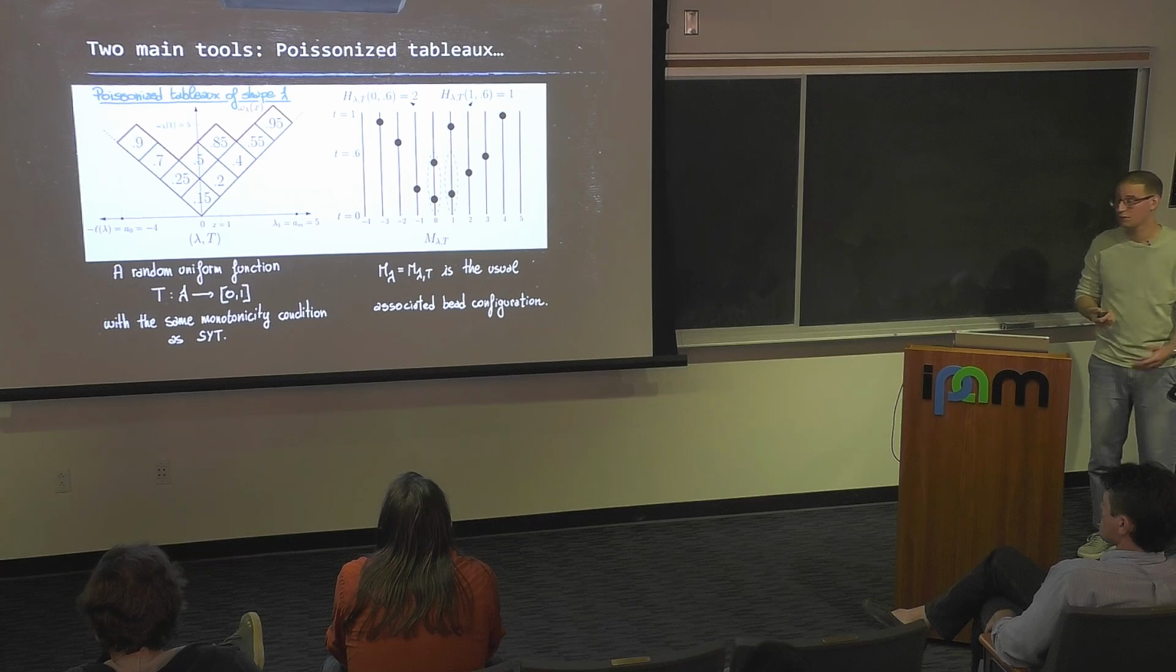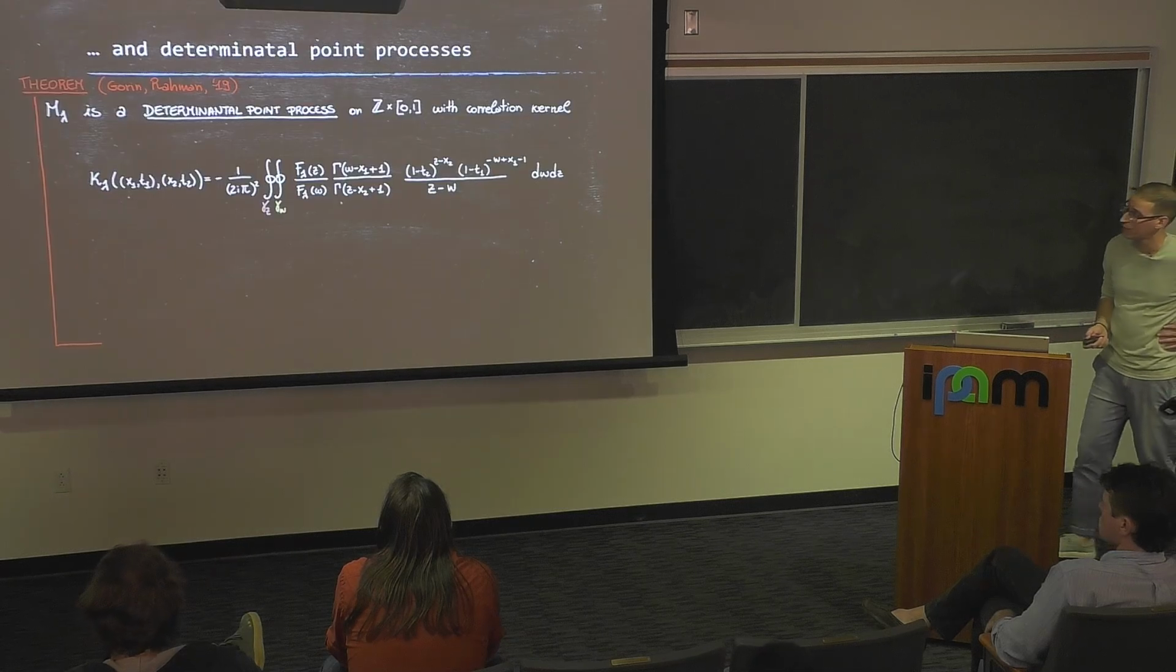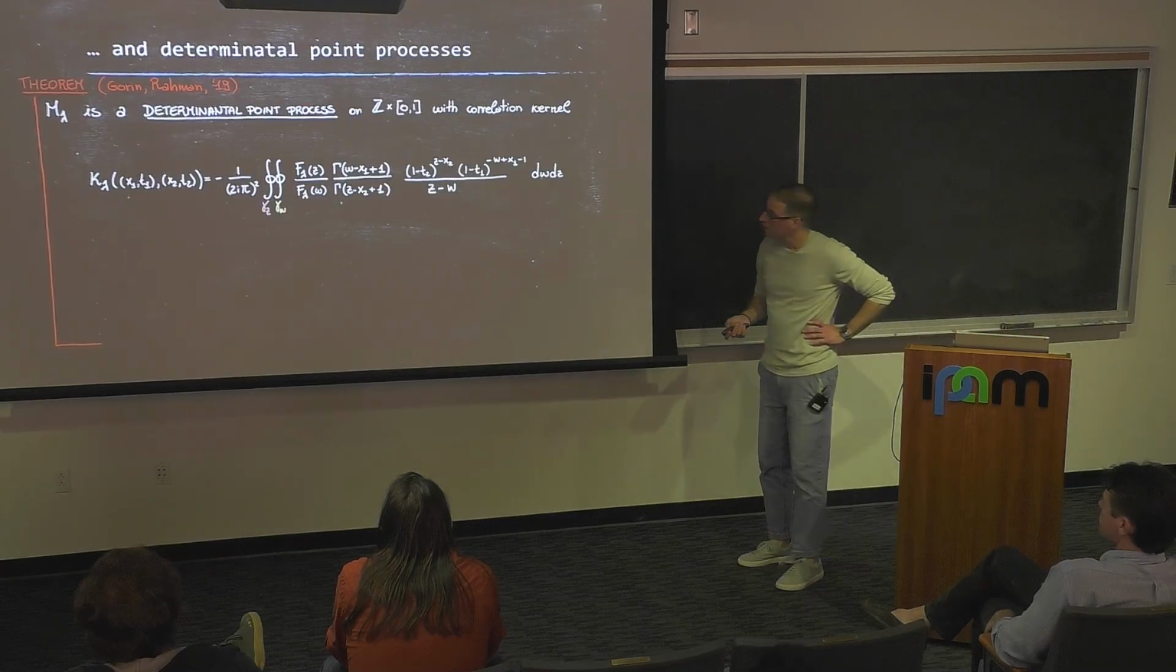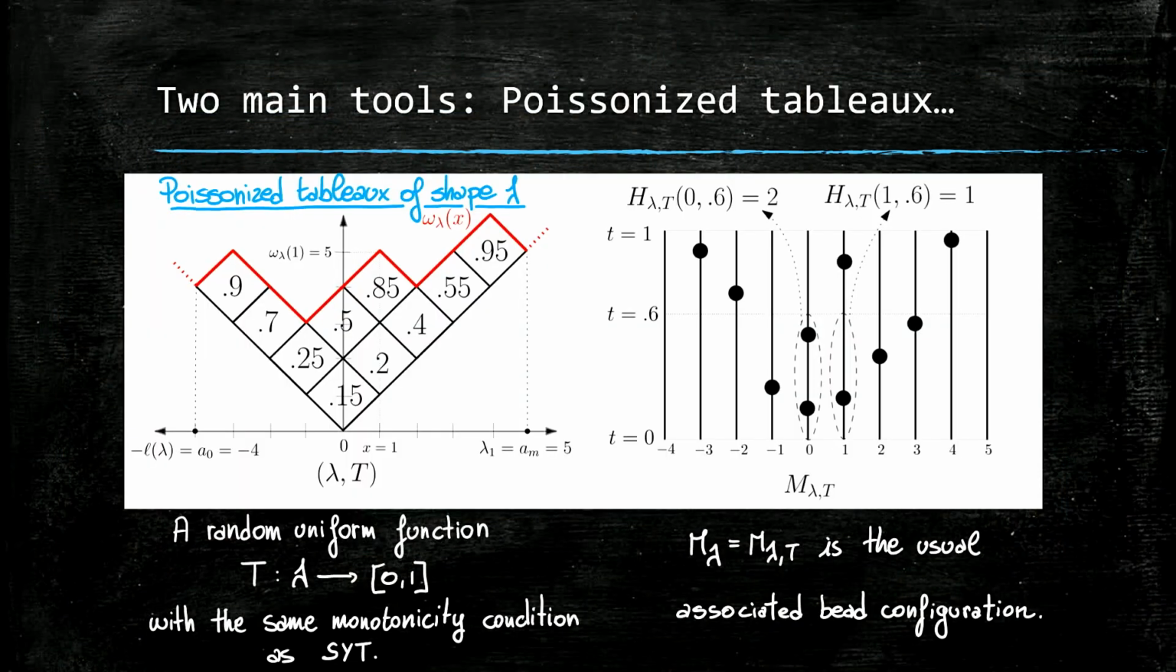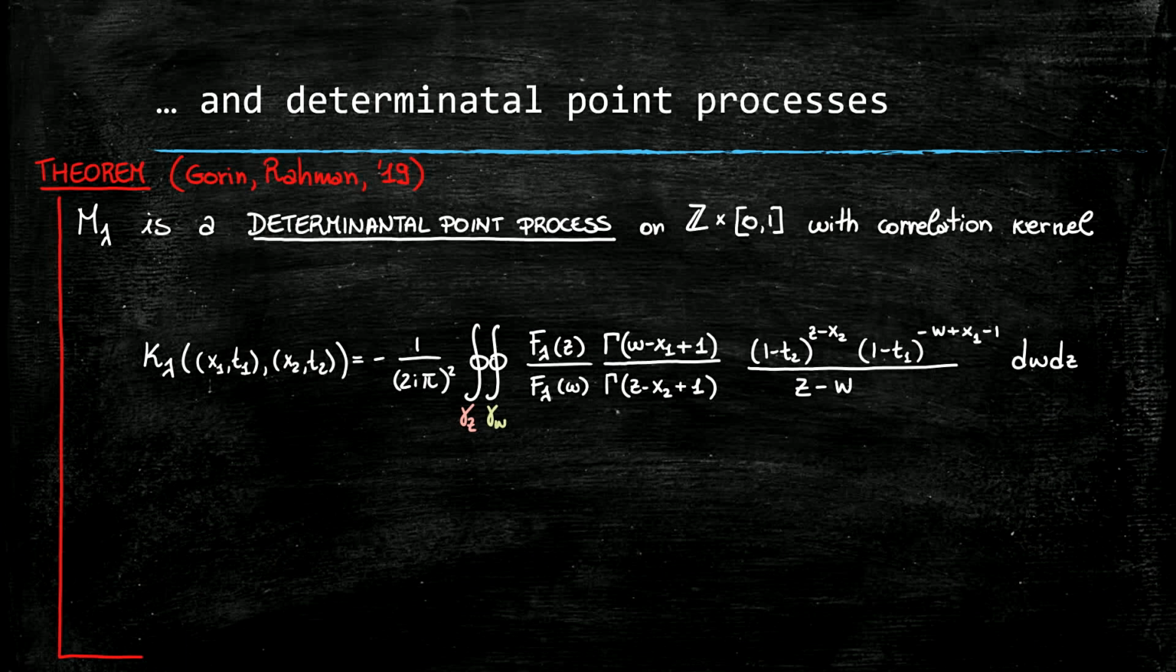And the big tool that we use is a result of Gorin and Rahman that is telling you that m lambda, that is, again, the Bead process constructed from the Poissonized version, is a determinantal point process.